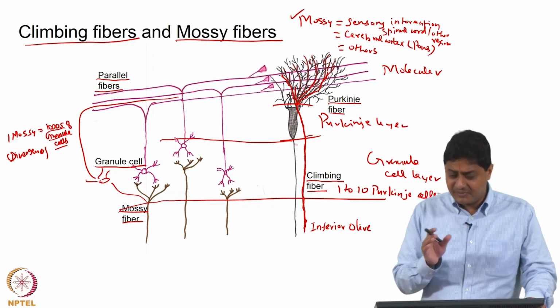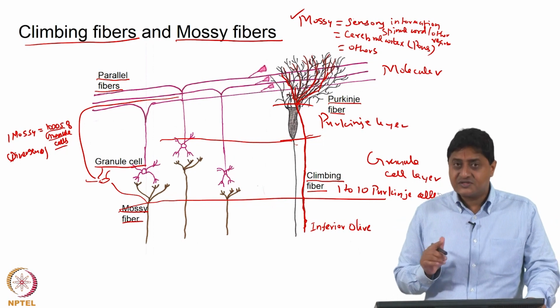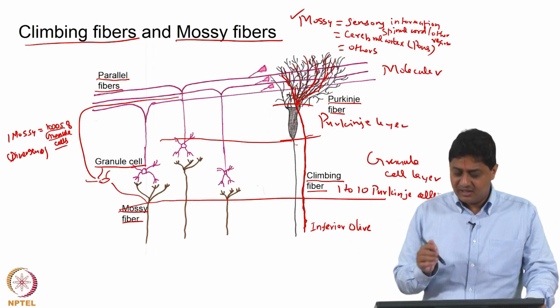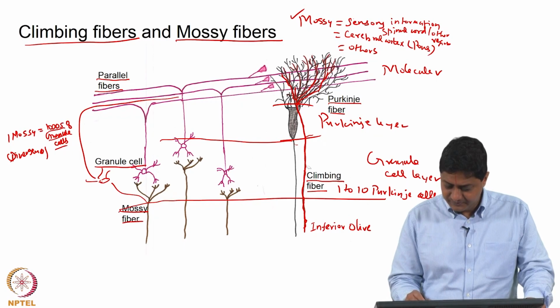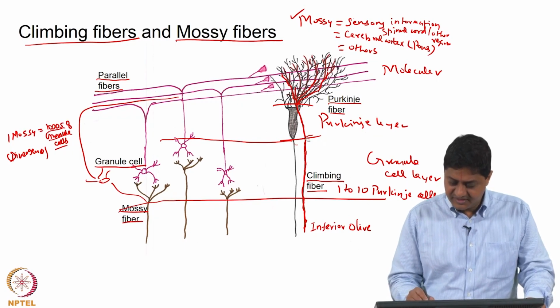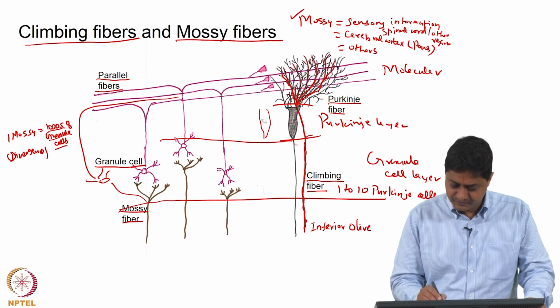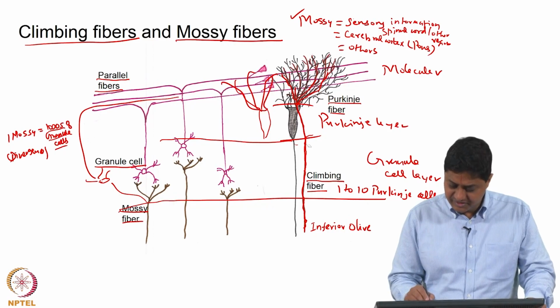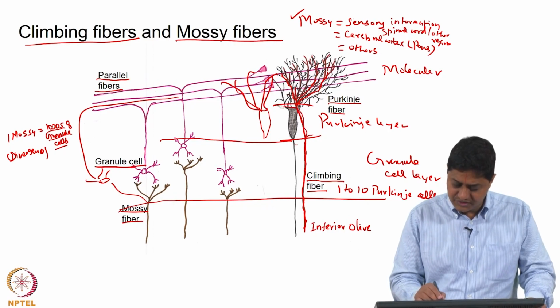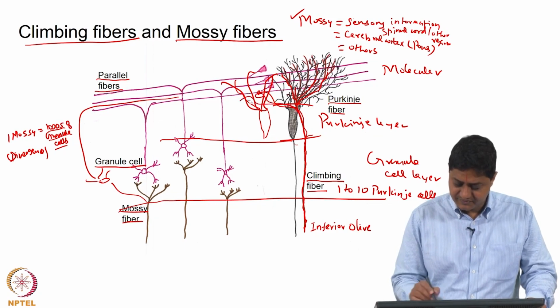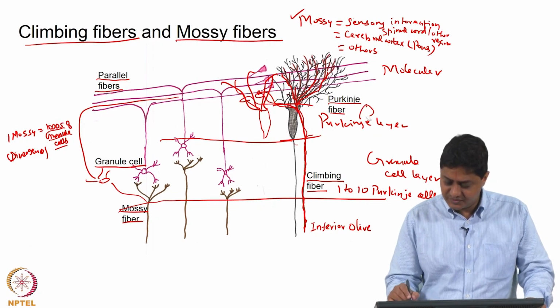So, let me repeat that for clarity. Suppose there is this climbing fiber, it innervates this Purkinje cell, and let us say there is one more Purkinje cell here whose dendritic tree is here. So, this climbing fiber then branches out and also innervates these Purkinje cell dendrites, and also one more Purkinje cell. So, that is the climbing fiber to Purkinje cell connections, right.